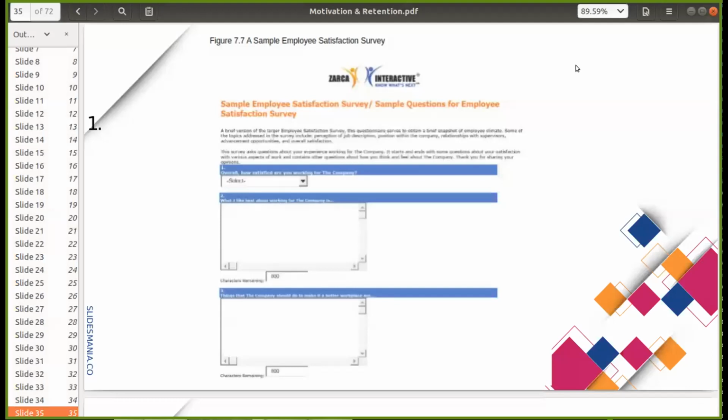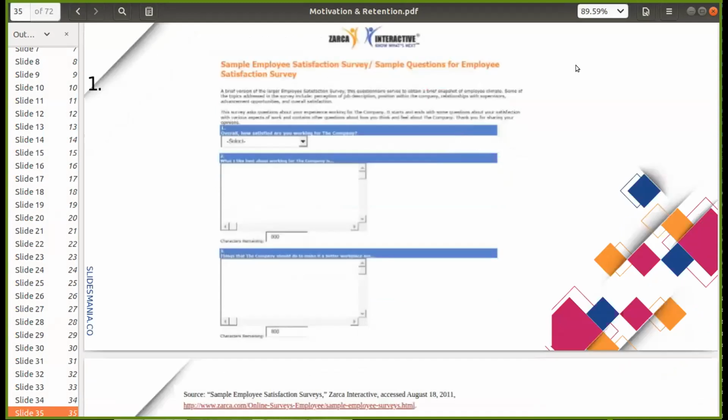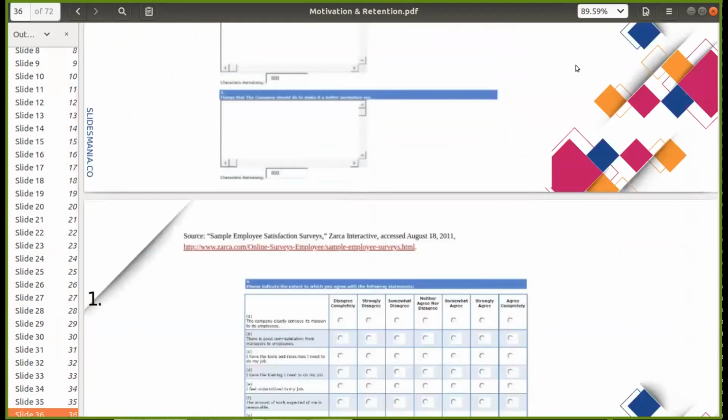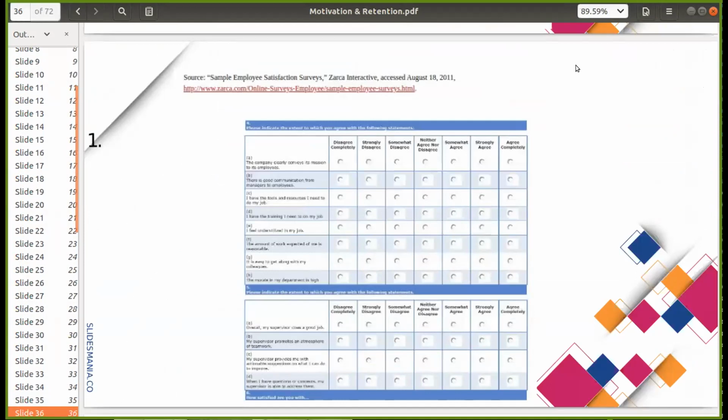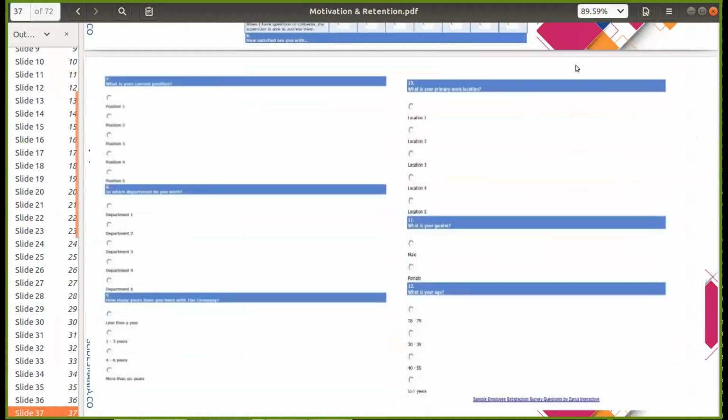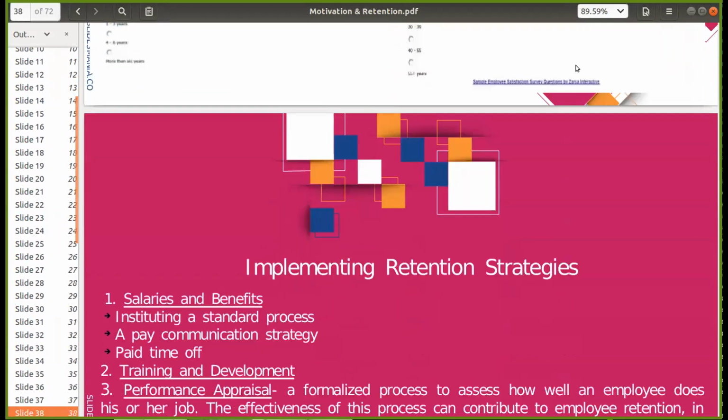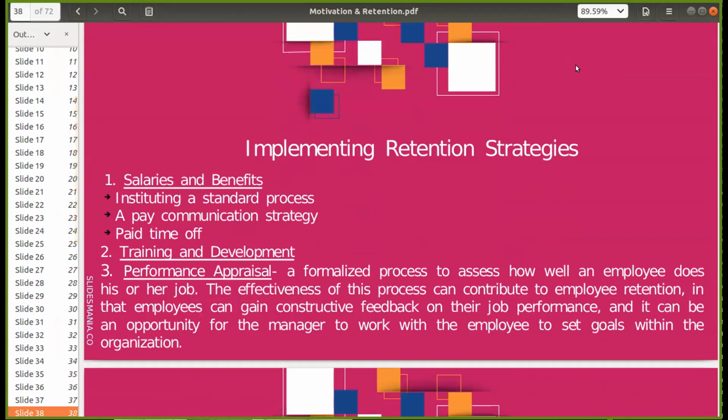Okay, this is an example. This is an example of employee satisfaction survey. So this is an online employee satisfaction survey. Ayan.